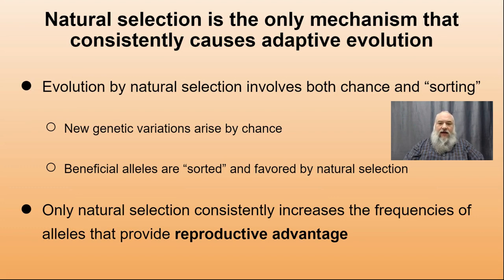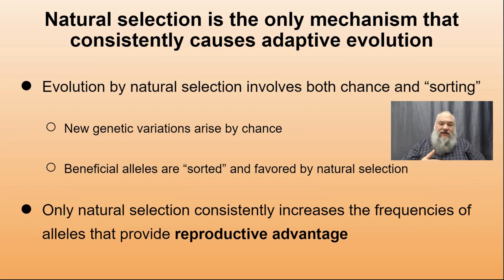Now, evolution by natural selection does involve both chance and some sorting. The chance arises in new variations arising, from chance mutations or chance recombinations, new combinations of genes or alleles. And then you have the predictable part, which is beneficial alleles are sorted by natural selection. Nature selects who's more likely to survive and reproduce. Like I said before, that is the only way to get adaptive evolution.